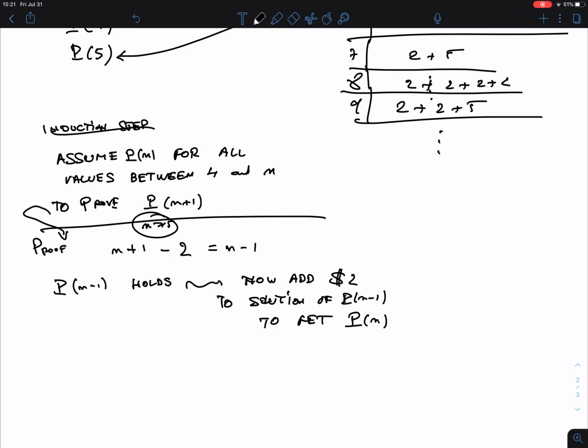This pattern is always the same. And so on a quiz, I'm going to ask you to do that. I'll do one extra problem in a review video, and then you will have the quiz on this tomorrow. Okay.